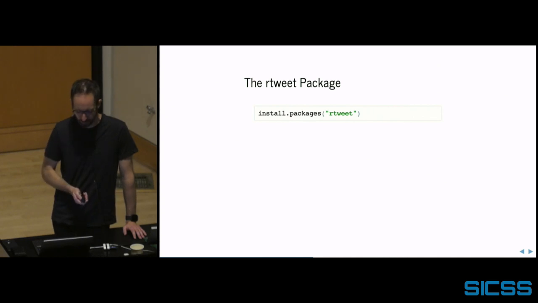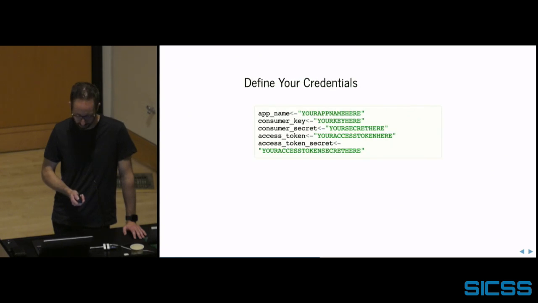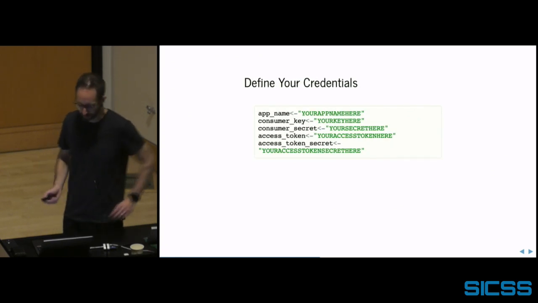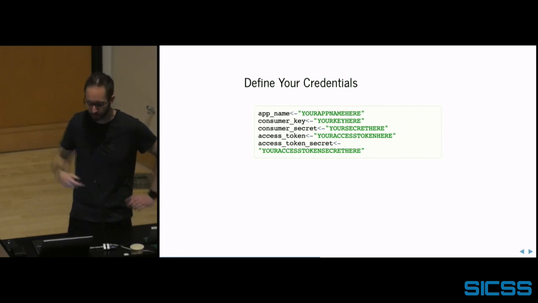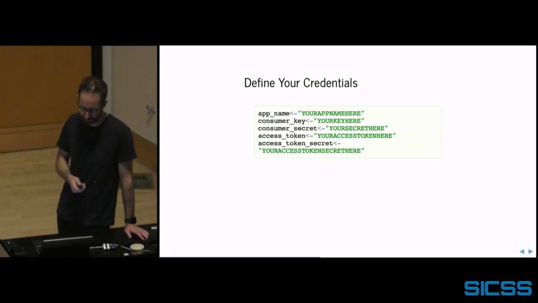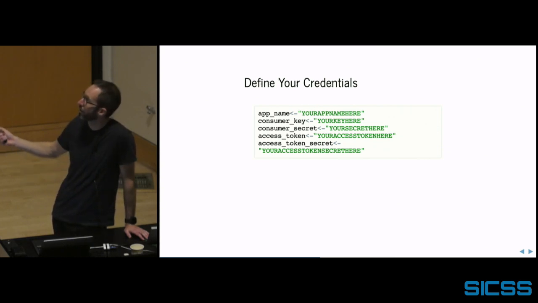And so we can install our rtweet package like this, install.packages. We need to load the library. I'm missing that library function. We need to write library(rtweet) before we can begin using the package after we install it. But the first thing we can do is take the codes that we got from that developer page where we created our app. So we have the app name, the consumer key, the consumer secret, the access token, and the access token secret.